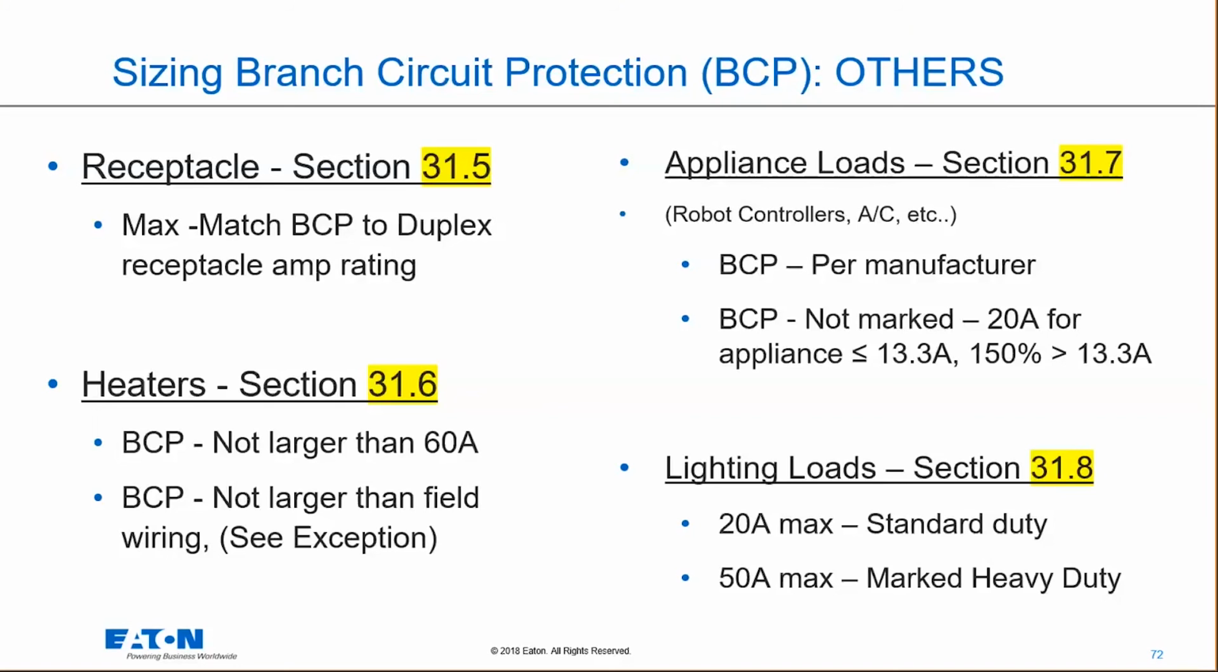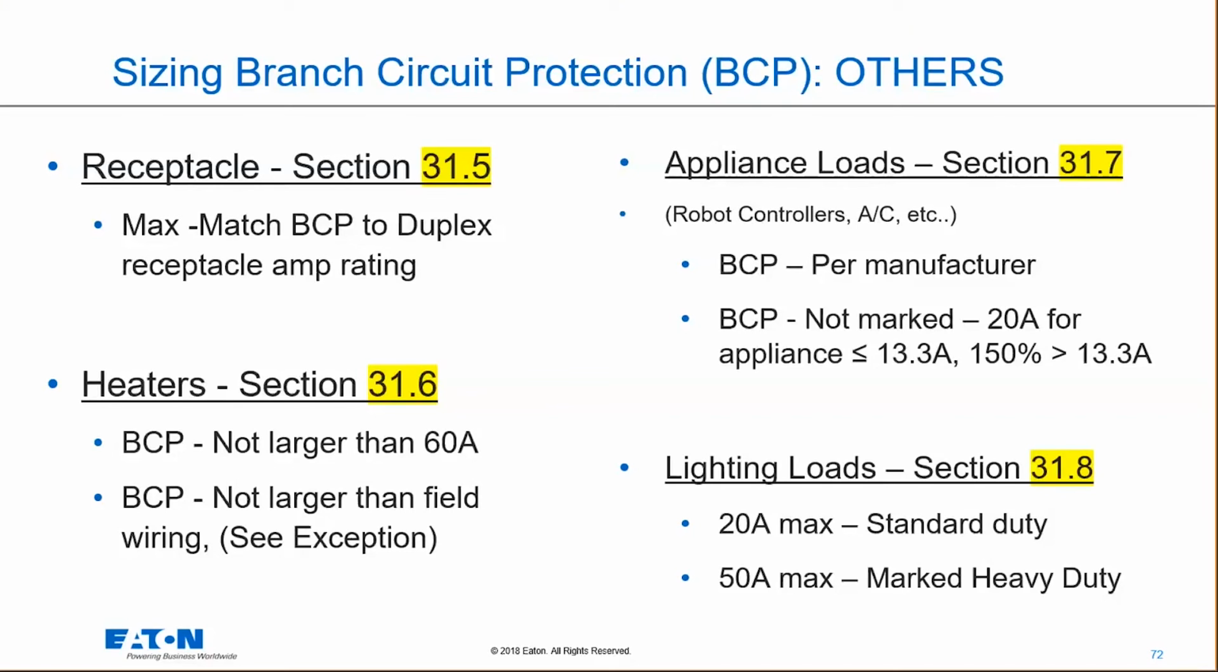As far as appliance loads go, most of the time it's by the manufacturer. So what does the manufacturer recommend? Use their recommended. If they don't have recommended or they're not marked, then for appliances less than 13.3 amps, you're going to use a 20 amp branch. Anything greater than that, you're going to size it 150%.